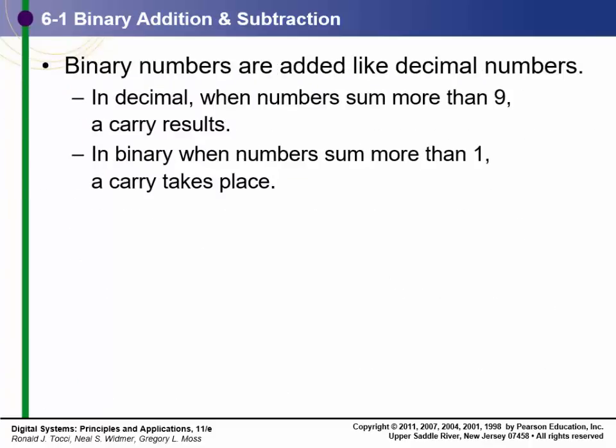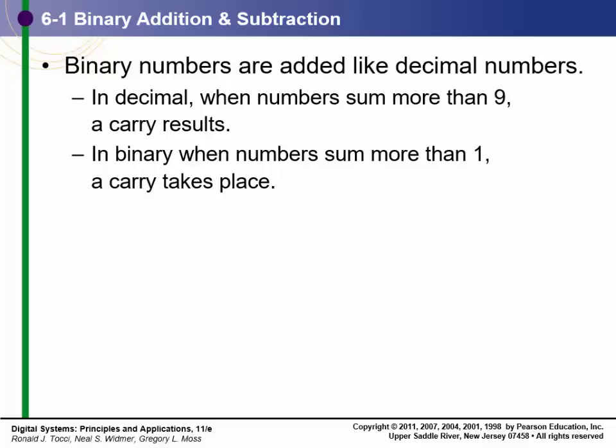Okay. Binary numbers are added like decimal numbers. We've talked about adding those numbers, so I'm going to skip through that. We've already added binary numbers. That's not a problem. Whenever you add 1 to 1, you have a carry, right?